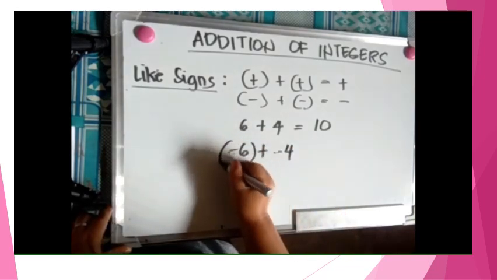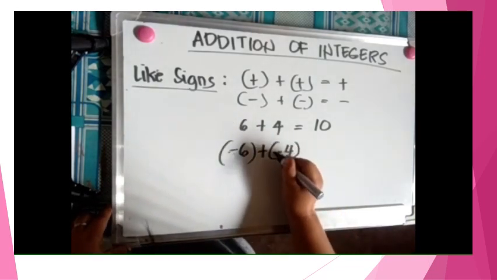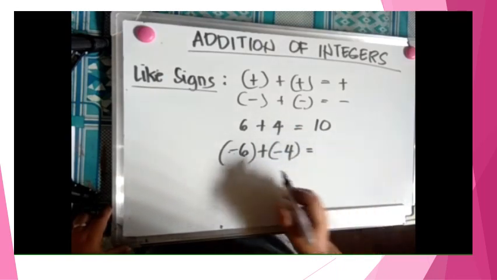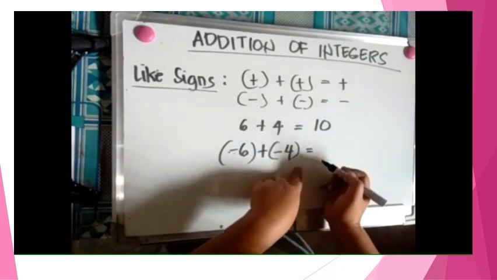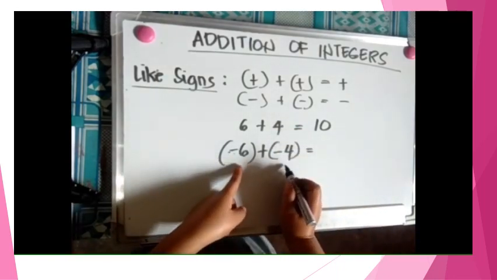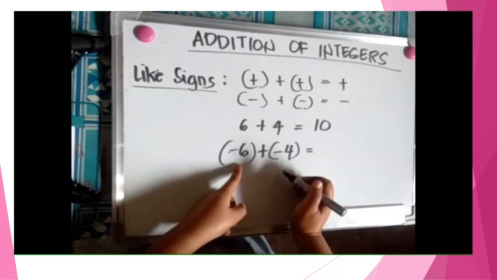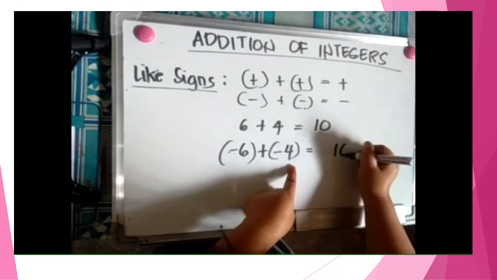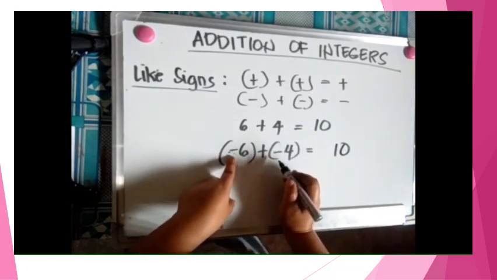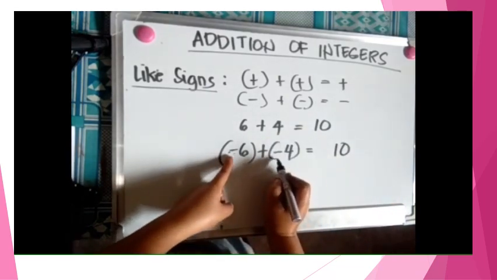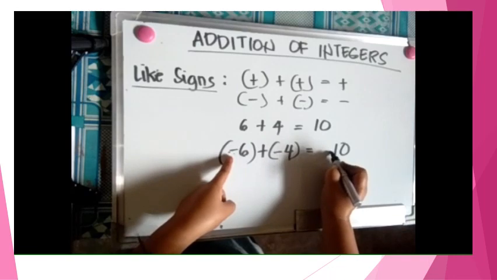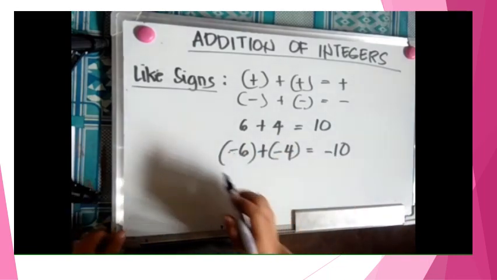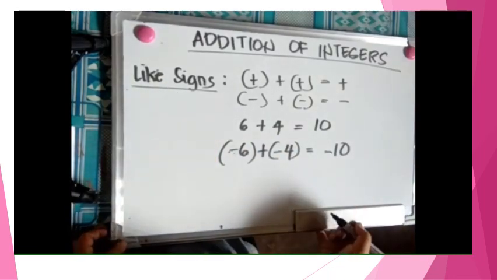Okay, so in negative sign, for example, negative 6 plus, so para dili maglibog, i-enclose na lang nato og parenthesis, okay? So, negative 6 plus negative 4, first, i-plus sa nimo daan ang ilahang absolute value. So, 6 plus 4, it is equal to 10. What is the common sign? It is negative.